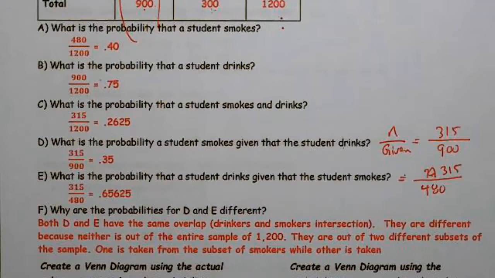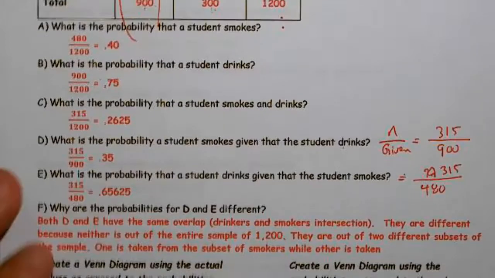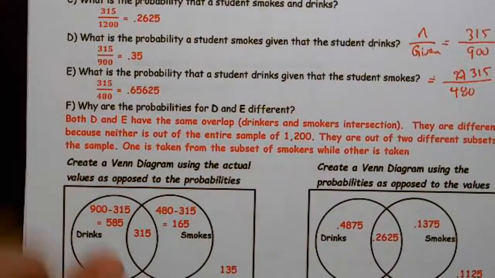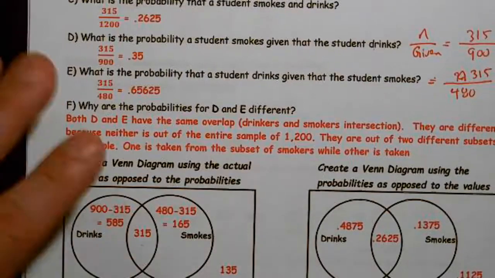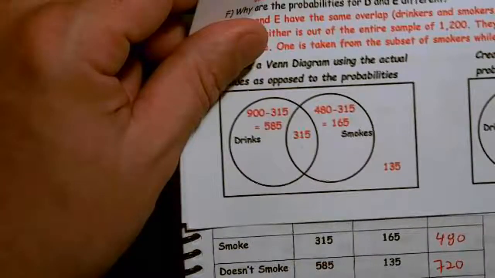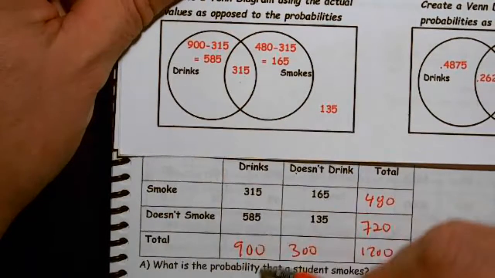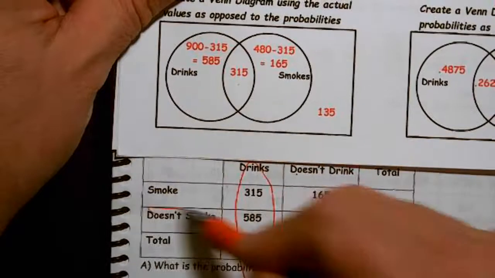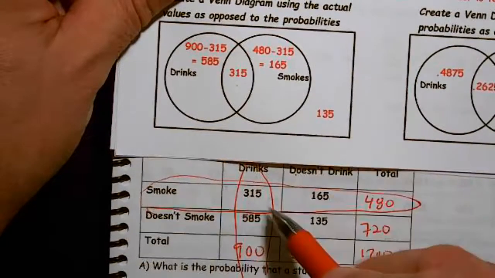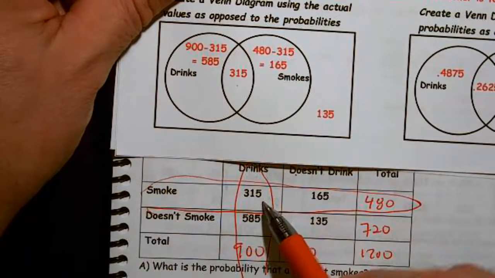Finally, it says create a Venn diagram based on the table values. It says do it based on the actual values, and then it also says do it based on the probabilities. So this is what we're looking at. First off, we have 315 there, and the reason we have 315 there is that's exactly the number of people that did both. Because when I look at this, we have 315 that drank and smoked.